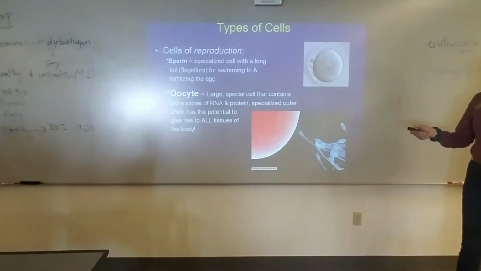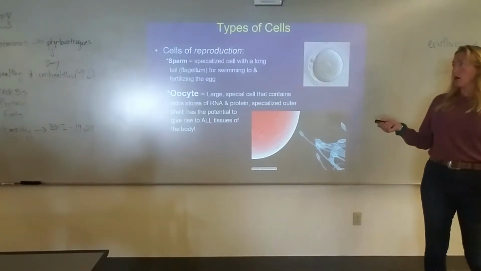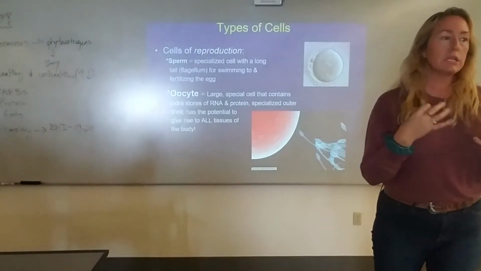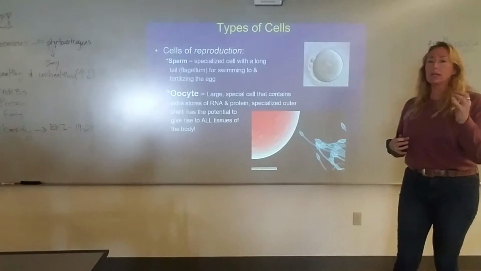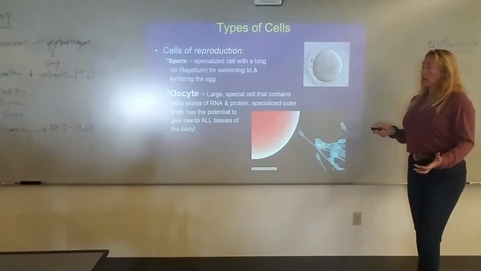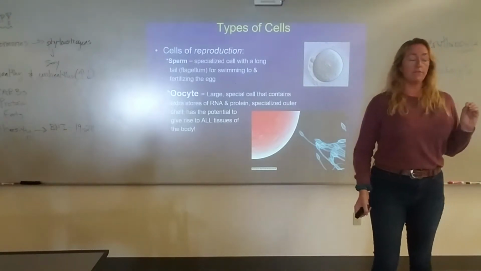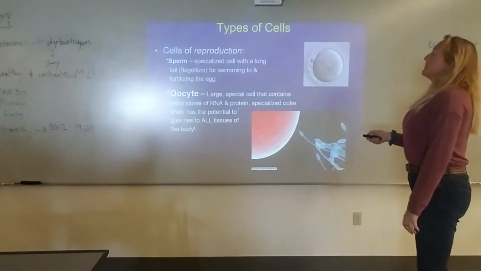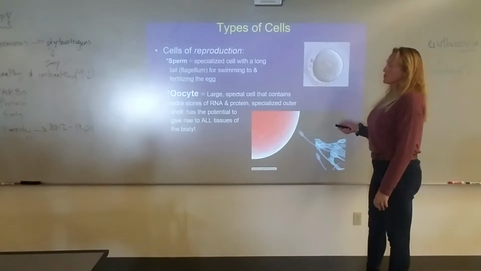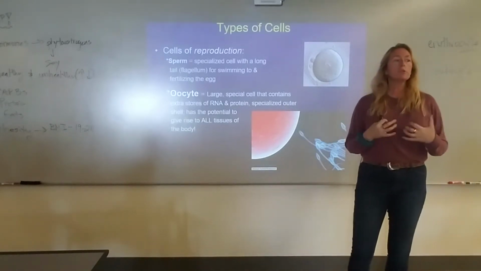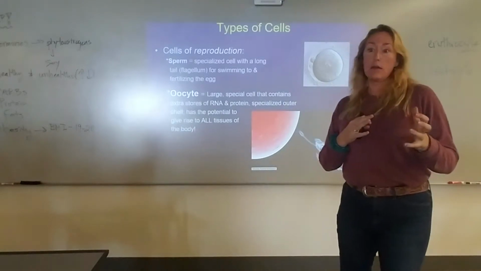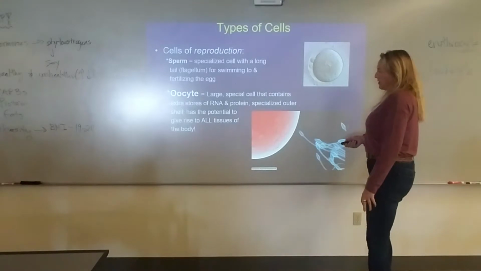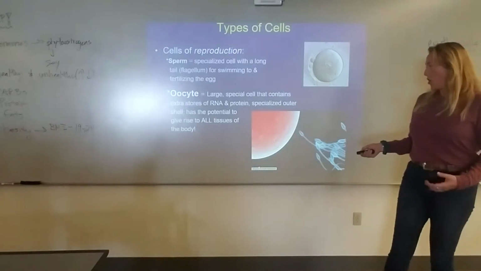So they're both really specialized. The sperm has a long tail or a flagellum, and it's made to swim, find, and fertilize the egg. So its anatomy fits its physiology and what it needs to do. The egg, or the oocyte, is a large cell, the largest cell of the body based on diameter, that has extra stores of RNA, extra stores of protein. So it's chock full of these nutrients and enzymes and RNA that are all right there and waiting. And it has a specialized outer shell that's made of glycoprotein, so it's this hard sort of shell.